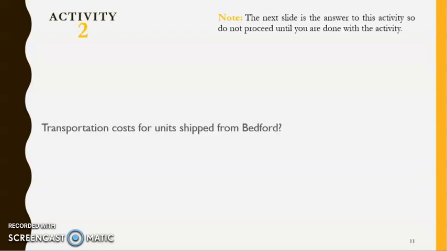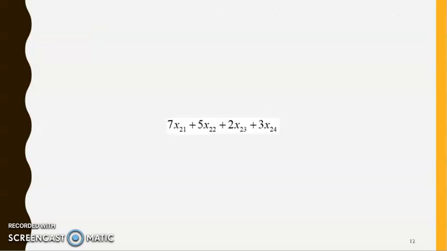Activity 2 asks you exactly the same question, but this time for Bedford. Of course, you should expect yourself to answer this activity easily. With the same logic that we discussed with Cleveland, the same applies to Bedford, so we come up with the answer as here. 7, 5, 2, 3 are the costs of transportation per unit, and x21 is the number of units sent from origin 2 to destination 1, then origin 2 to destination 2, origin 2 to destination 3, origin 2 to destination 4. So all the destinations from Bedford. The summation of these terms would be the total cost of transportation from Bedford in this model.